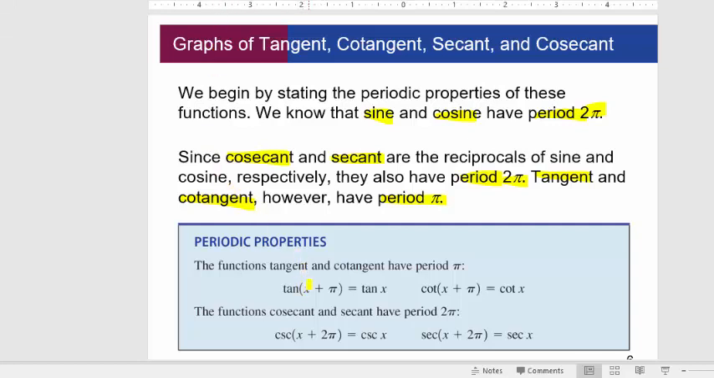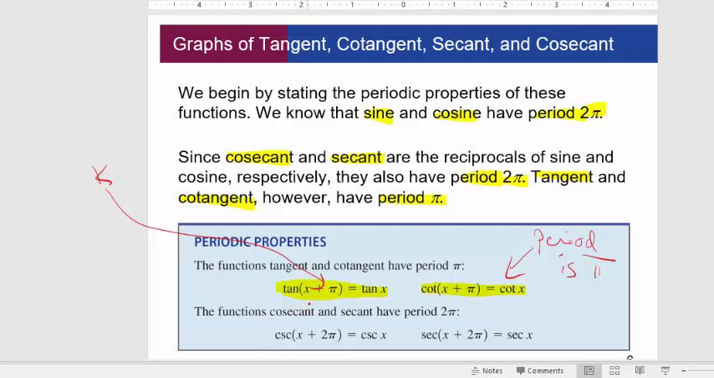Okay, so the tangent of x plus pi is going to be equal to the tangent of x, and the cotangent of x plus pi is going to be equal to the cotangent of x, right? And again, this was basically just showing that the period is pi, right? And again, remember the other thing that we could do is we could multiply this pi by any value k, and it would still be true, right? Where k is any integer.